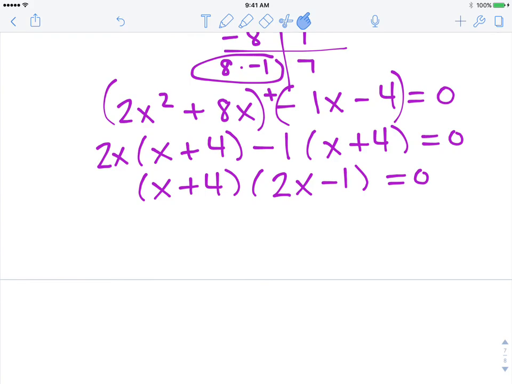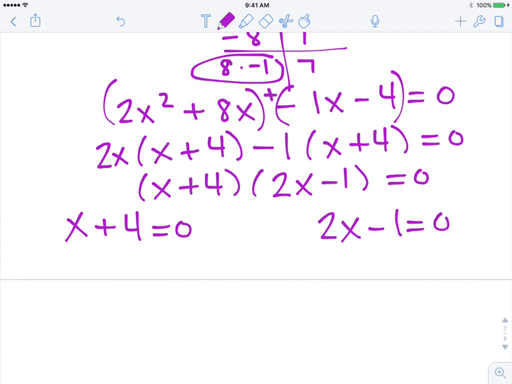Now we're going to use our zero product property. We set the first factor equal to 0, set the second factor equal to 0. Now we solve them separately for x. Subtract 4, add 1, divide by 2. And then you'll want to check your solutions.